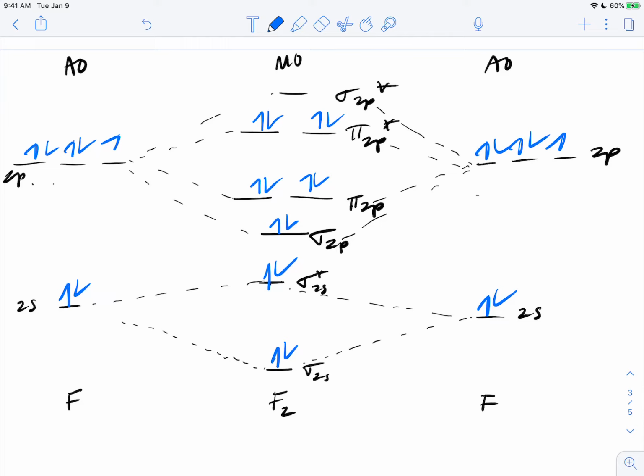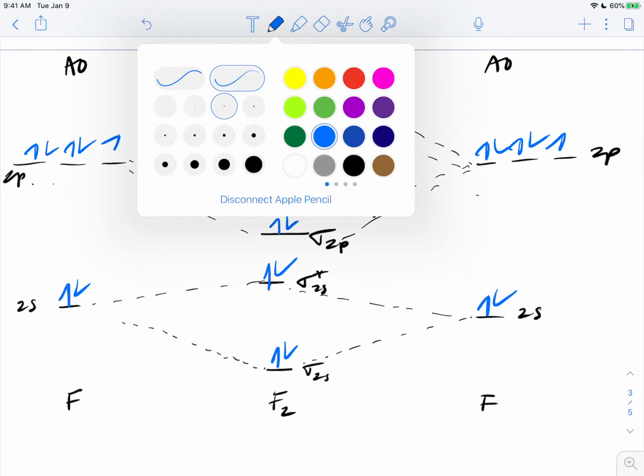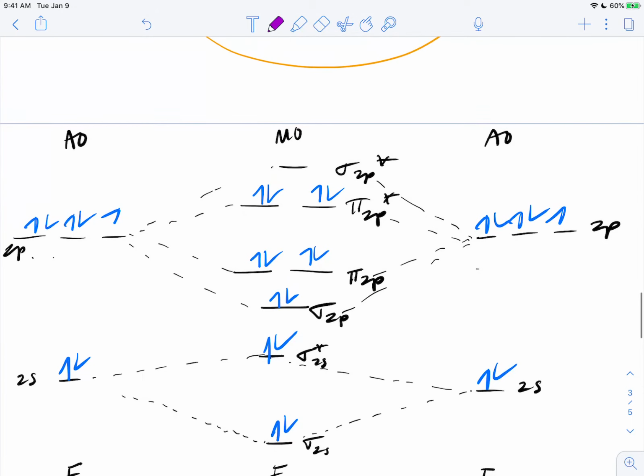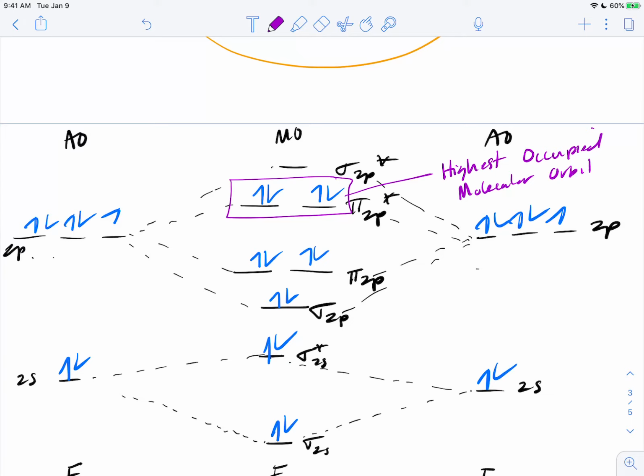And so once we have this molecular orbital energy diagram filled out, we can answer a bunch of questions. Okay, so we're going to go through all of them right now. The first thing I'm going to point out is we're going to give you a couple names. We're going to look at this, which is the highest occupied molecular orbital. So we abbreviate that HOMO.